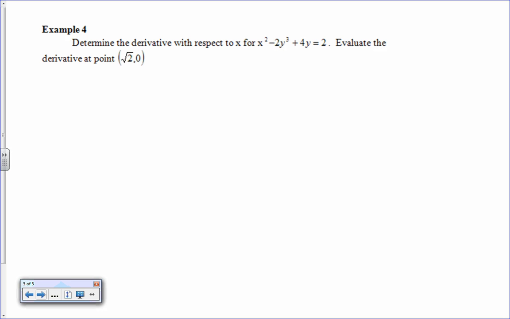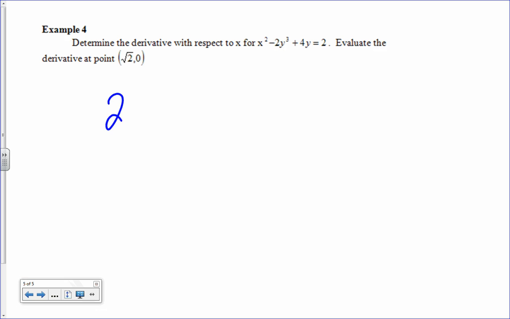All right. So determine the derivative with respect to x. For that, evaluate the derivative at square root of 2, 0. Wait. Well, we can't really get y by itself, can we? We could try. Yeah, let's not do that. No, we're not going to try. We're going to do the derivative implicitly because it's quicker.